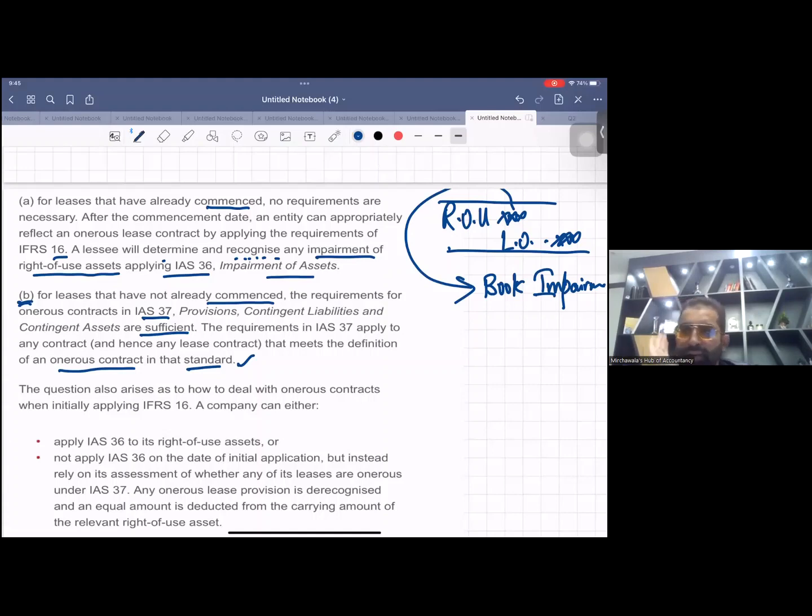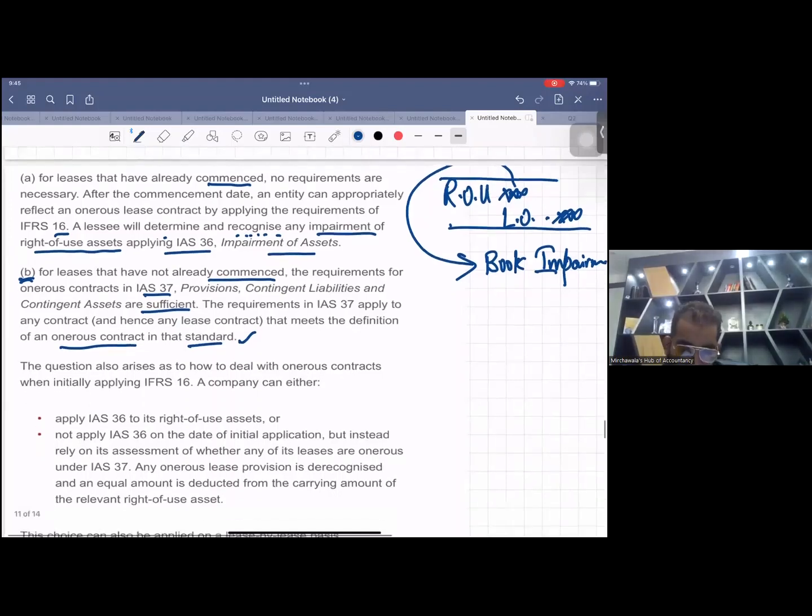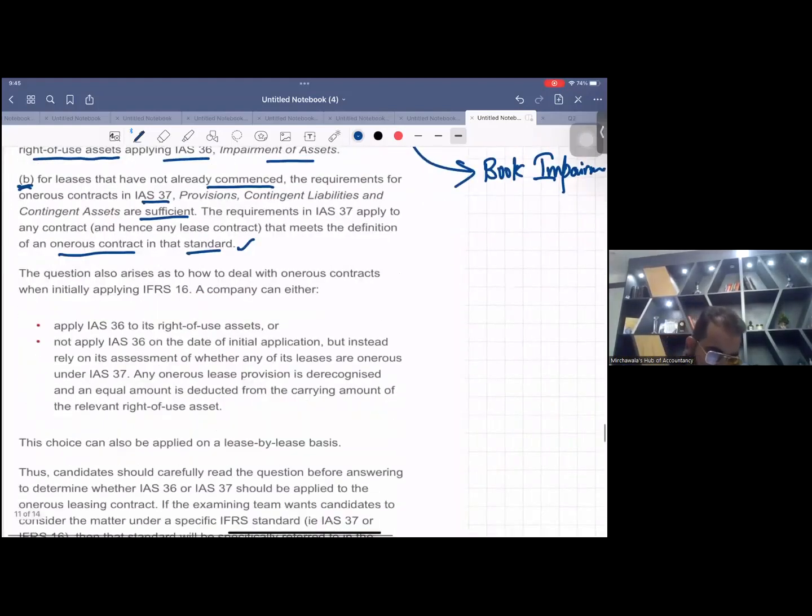Okay. Now, a little energy is needed. Some energy is needed. What is written?